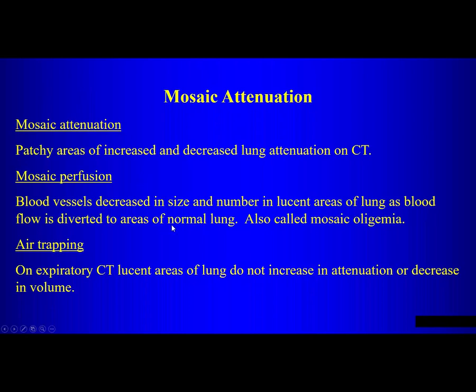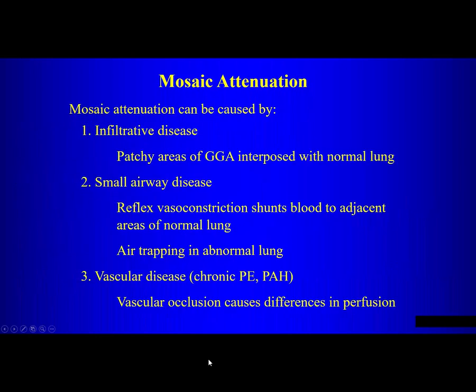Mosaic perfusion is when the blood vessels are decreased in size and number in the lucent areas because blood flow is diverted away, also called mosaic oligemia. Air trapping, that's on expiratory views. We look for accentuation of the lucent areas. That's air trapping. Okay? So the most common cause of mosaic perfusion is air trapping, but a less common cause is vascular disease like chronic PE. Occasionally vasculitis can also do that, but chronic PE is the most common vascular cause of mosaic perfusion.